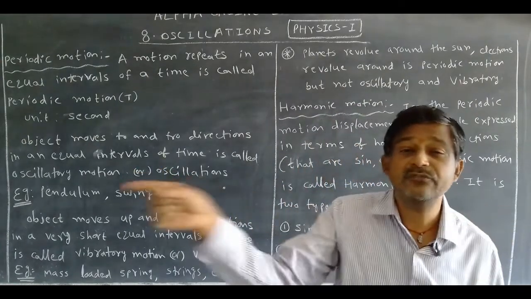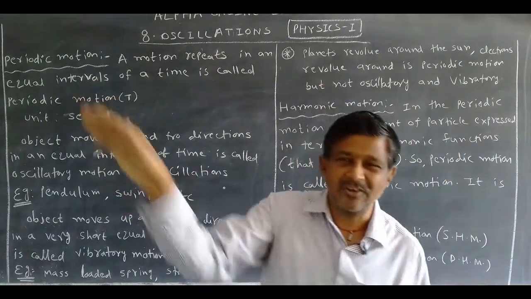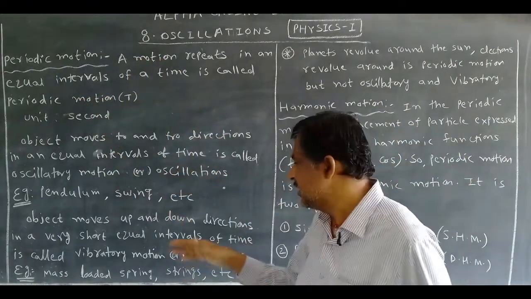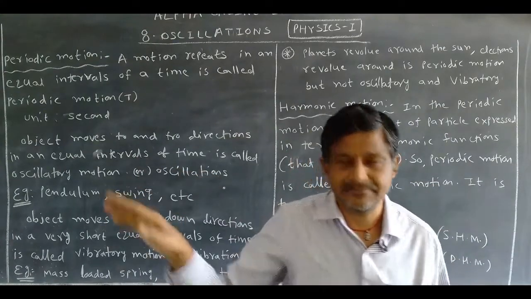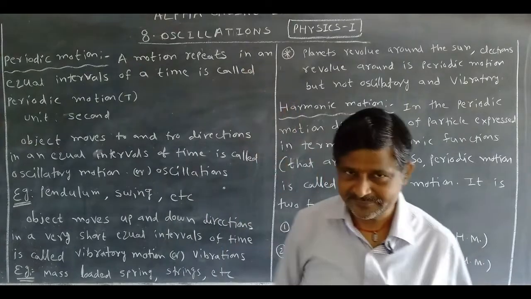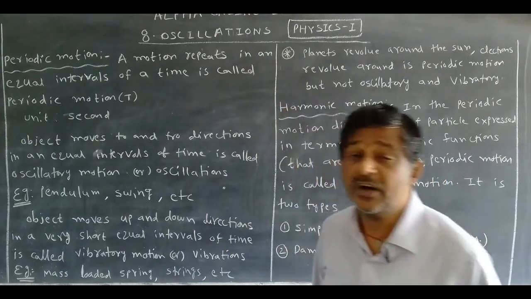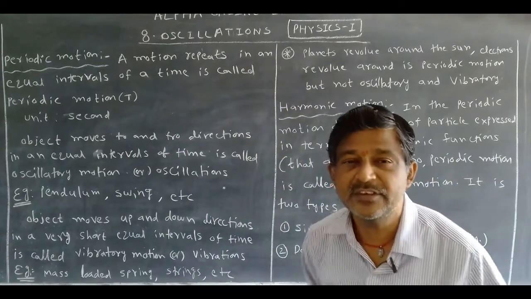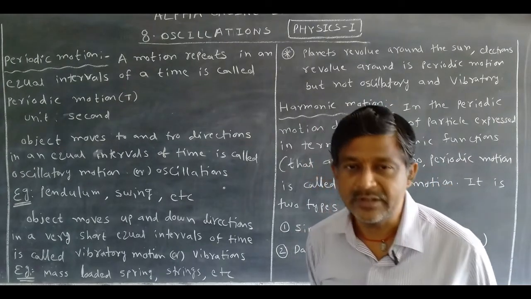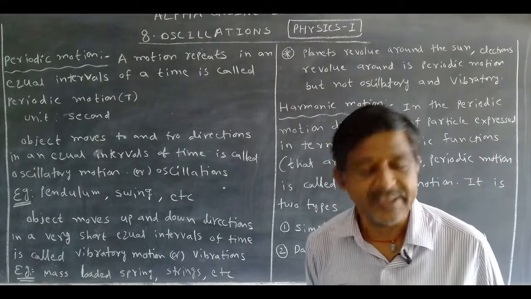Who moves to and fro? The pendulum in a wall clock moves like this, to and fro. Otherwise, a swing. There are a number of others, but these two are enough. Pendulum and swing are examples of oscillatory motion.